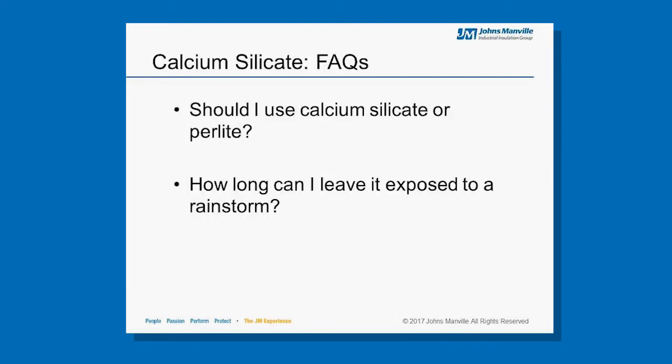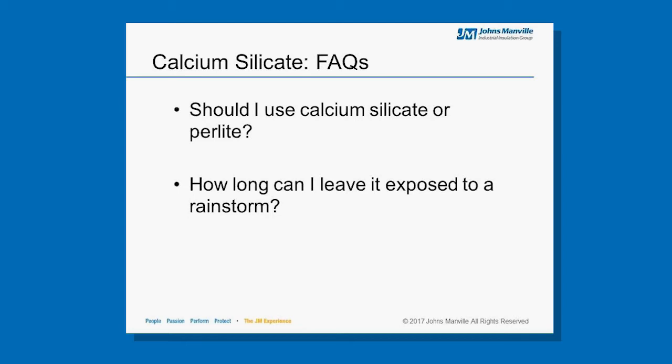So some frequently asked questions that we get with regards to calcium silicate are, should I use calcium silicate or perlite? I think it depends on the application. When we look at it from a surface standpoint, calcium silicate and perlite are very similar. They have very similar properties. From a thermal standpoint, calcium silicate performs better. Perlite is a little bit more fragile. So it depends on the application. It depends on the contractor installing. Calcium silicate is a bit more forgiving.